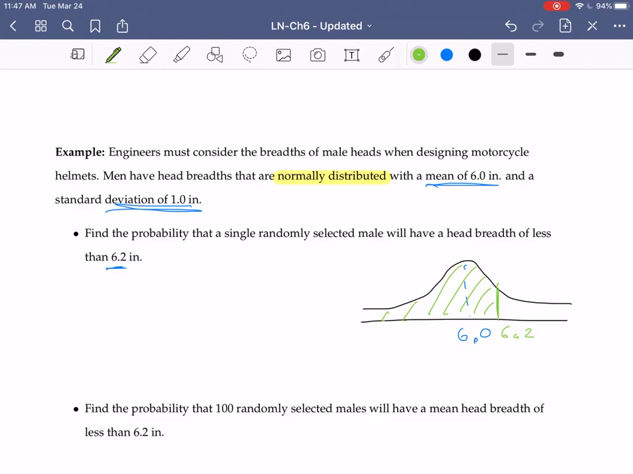So what we need to do is convert that 6.2 to a z-score. So z is equal to x minus the mean over the standard deviation. Our x value is 6.2. The mean is 6, and the standard deviation is 1. So we get a z-score of 0.2. That 0.2 is not the answer. Again, we need to go to StatDisk and plug that 0.2 into StatDisk.